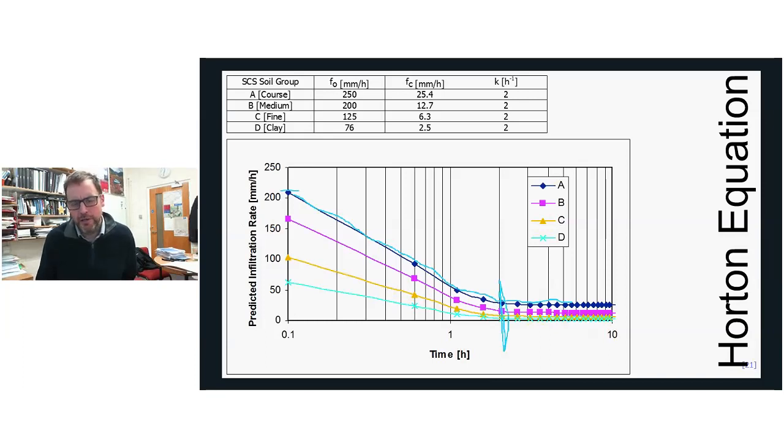So what's happening here is the rain is falling, the soil's getting wet, it's getting wetter, and eventually it reaches a point where it really just can't accept any more, or easily accept any more flow. So the infiltration rate then begins to ease off. So it makes absolute sense.